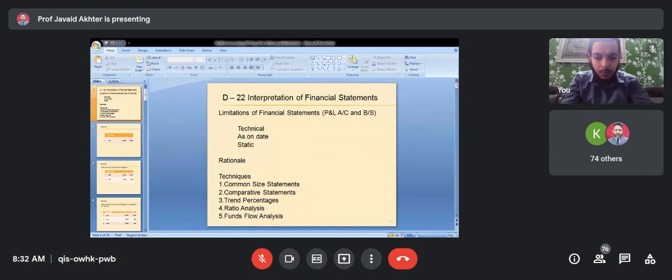So we need interpretation of financial statements in easy language, which is understood by all the stakeholders.